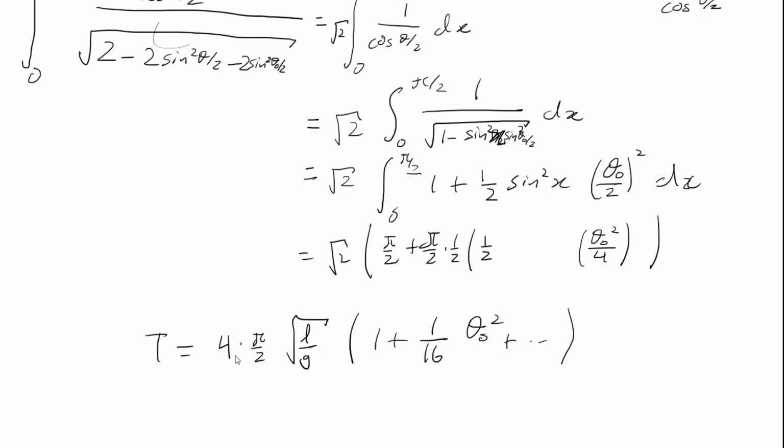Plus, well, that's it, but there's going to be extra terms, and we see this is actually 2 pi, and that's what we had earlier, 2 pi root L over g. And if theta naught is small, then this term disappears, and we get 2 pi root L over g, right? And this is the correction that comes in when the pendulum gets larger.